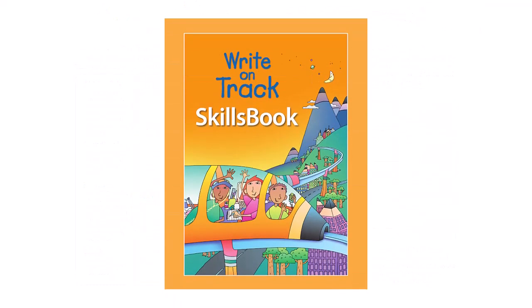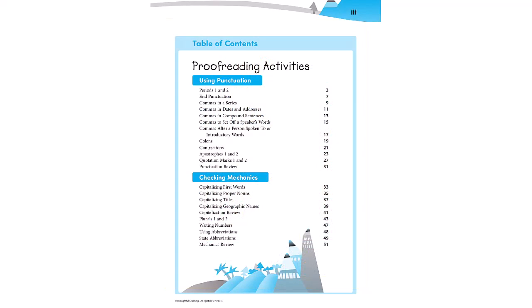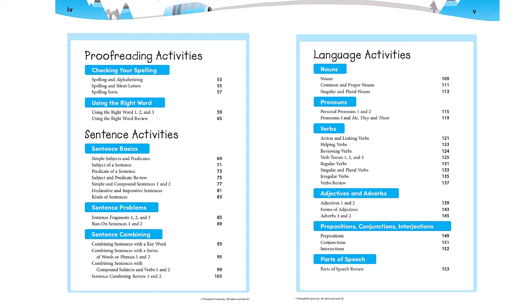Now let's take a look at the Write on Track skills book. It provides activities that teach all of the rules from the proofreader's guide. You'll find sections on using punctuation, checking mechanics, checking your spelling, using the right word, sentence basics, sentence problems, sentence combining, and the parts of speech: nouns, pronouns, verbs, adjectives, adverbs, prepositions, conjunctions, and interjections.